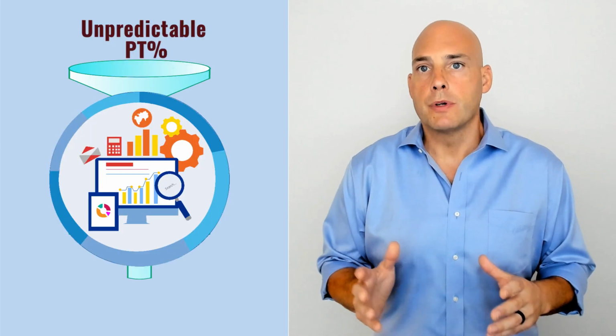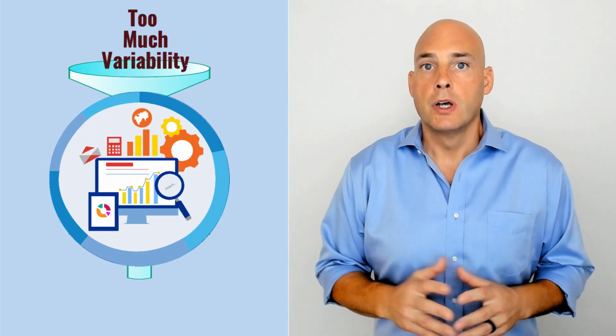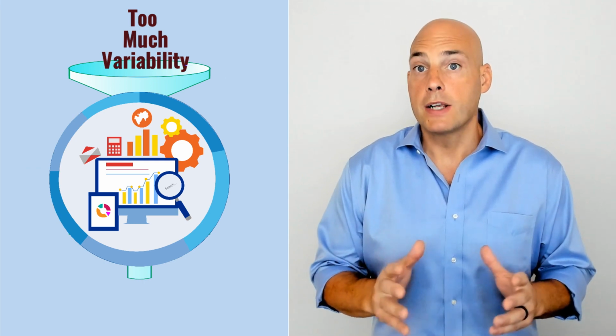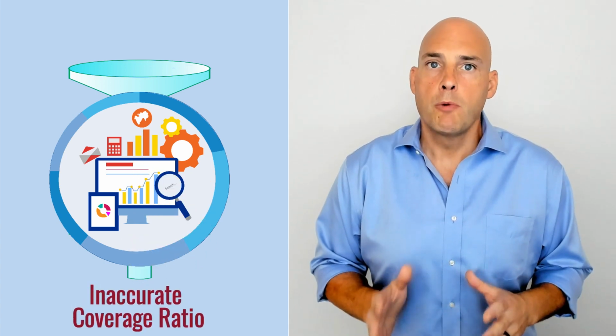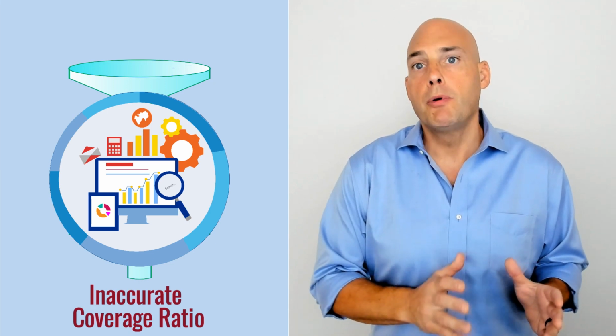If a lender's pull-through is too unpredictable in different market cycles, or if there's significant variability branch to branch or loan officer to loan officer, even if appropriate model adjustments are made, the model may have difficulty producing a reliable, accurate coverage ratio. We'll talk more about things that can contribute to erratic pull-through separately.